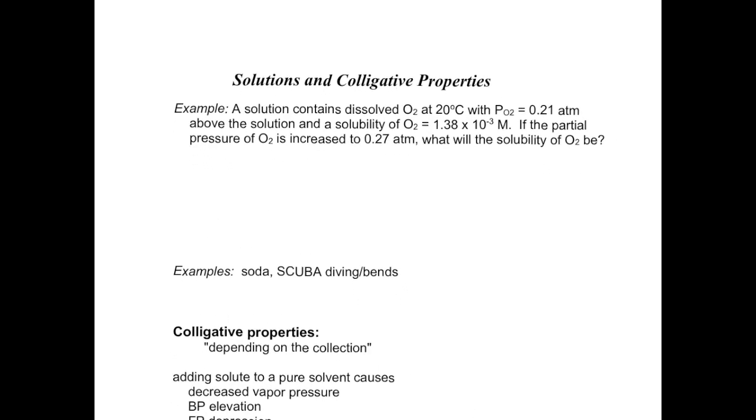So here it is. It says a sample contains oxygen at 20 degrees, so we have a 20-degree sample, with PO2 at 0.21 atmospheres above the solution. The solubility of O2 is 1.38 times 10 to the minus third molar. The partial pressure of O2 is then increased to 0.27 from 0.21. What is the solubility of that oxygen going to be?